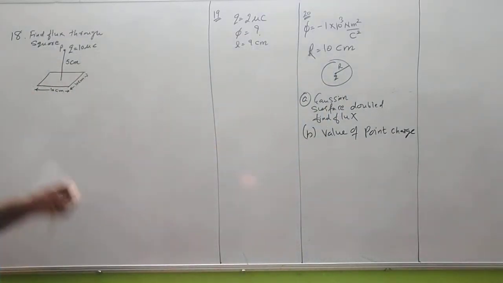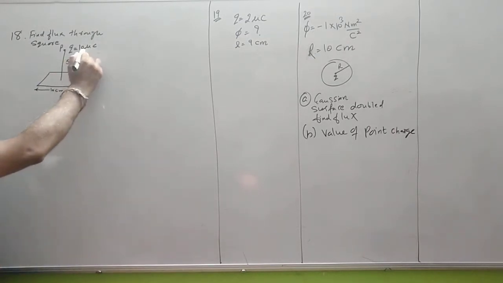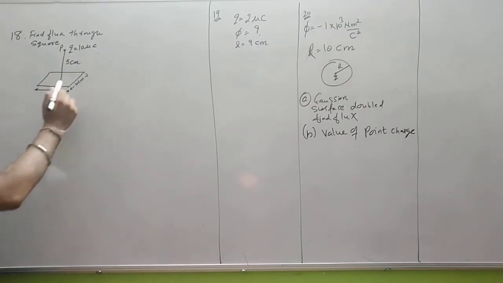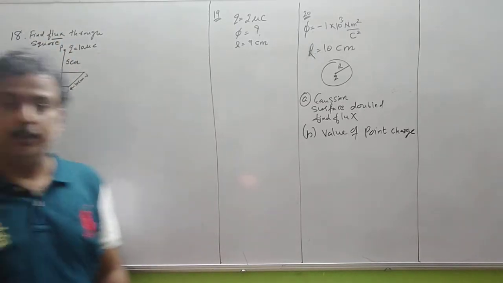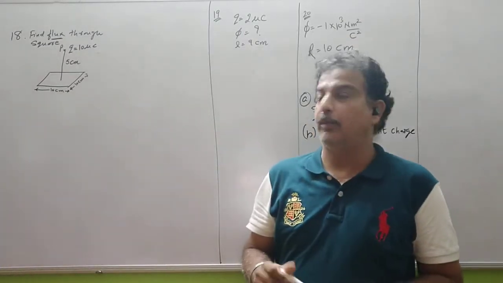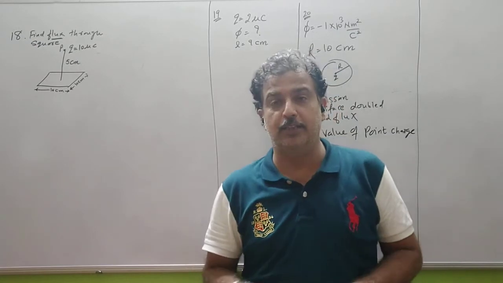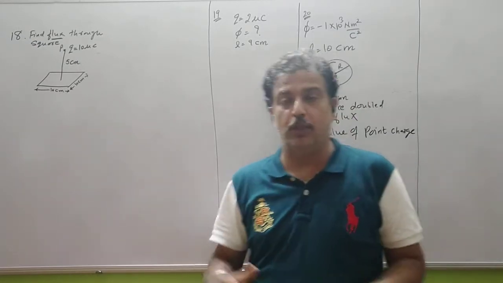So you have a square whose length is 10 centimeter and a point charge 10 microcoulomb is at a distance 5 centimeter from the square. So we need to find out the flux associated with this square only. Flux means the number of field lines passing through the square. Now if you refer this question, you will see a hint that imagine a Gaussian surface.